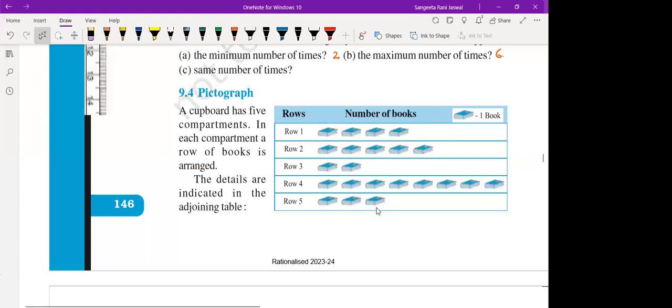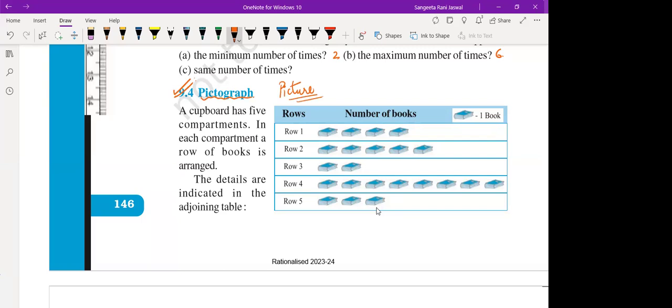Okay, now see, next comes the pictograph. Picto itself is self-explanatory. The word came from the word picture. Something that is to be represented by pictures, so that's pictograph.